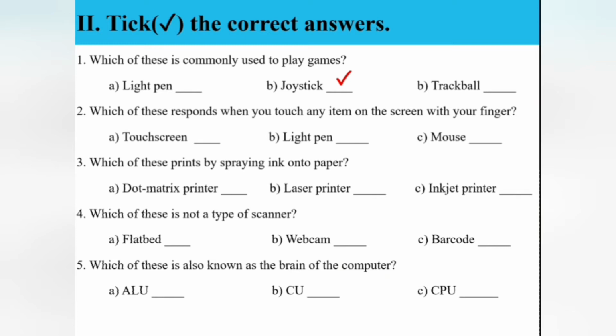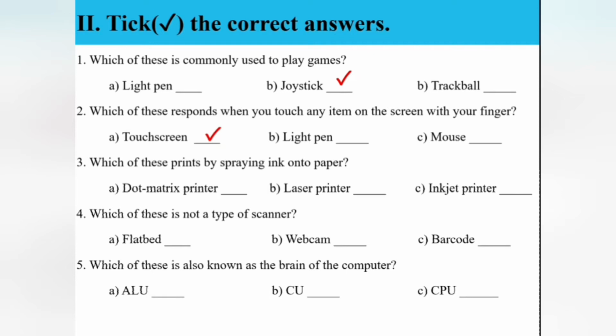Next one, second one. Which of these responds when you touch any item on the screen with your finger? The options are touch screen, light pen, mouse. Which is the correct answer? Touch screen is the correct answer, because the touch screen is used to select the item on the screen with your fingers. Okay.